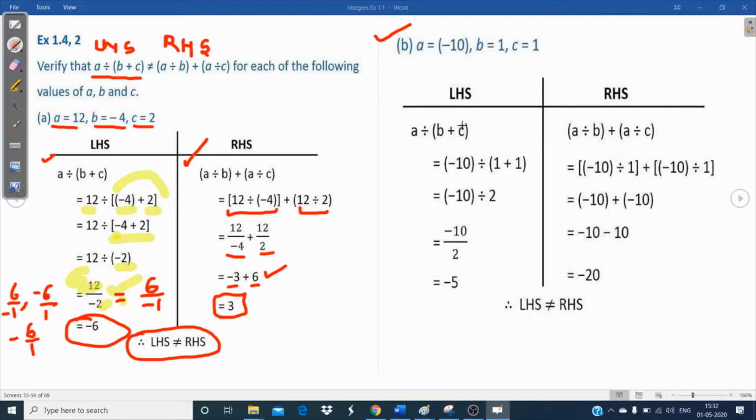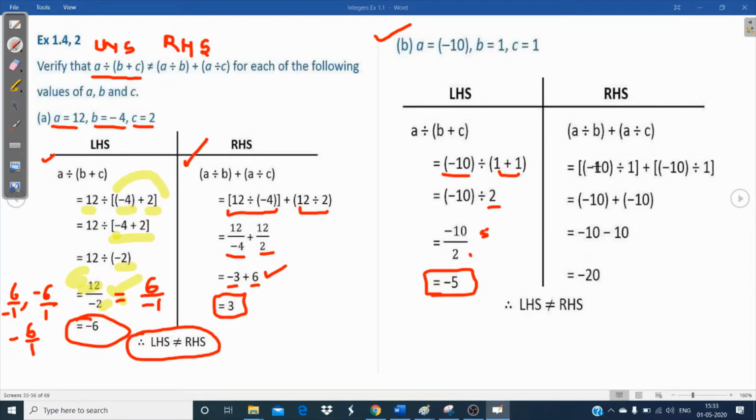Now we will solve LHS first. A value we have substituted, -10 divided by B plus C. Now what is the B value? 1, plus C value is again 1. So 1 plus 1, we have to solve the bracket first. 1 plus 1, what will we get? 2. So -10 divided by 2. So after resolving, what will we get? 2 ones are 2, 2 fives are 10 here. So -5. So finally in LHS, what you are getting? -5.